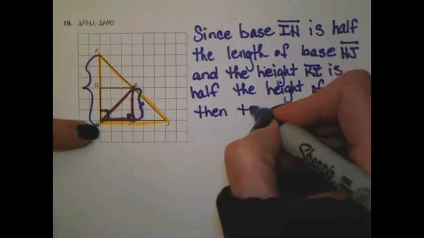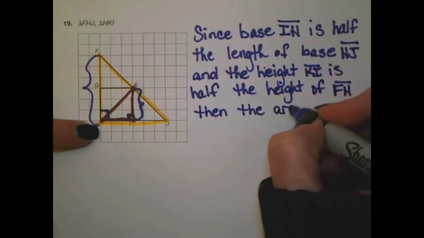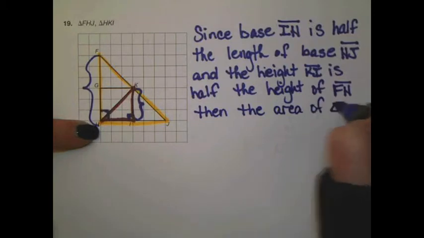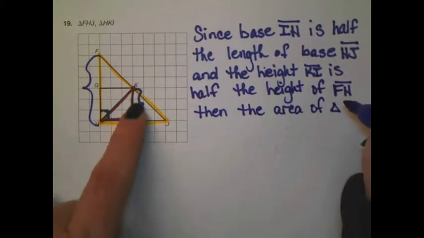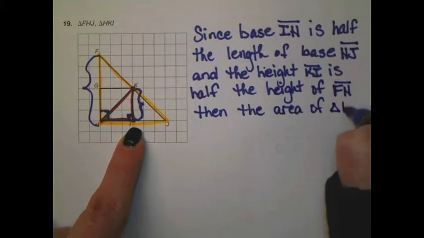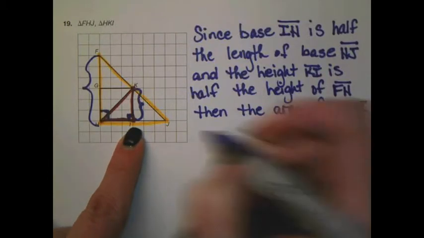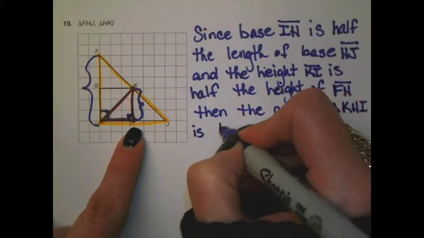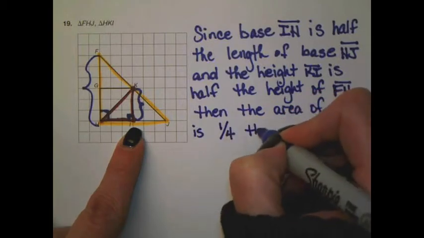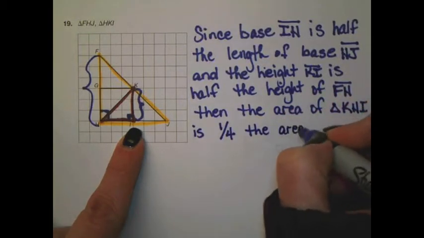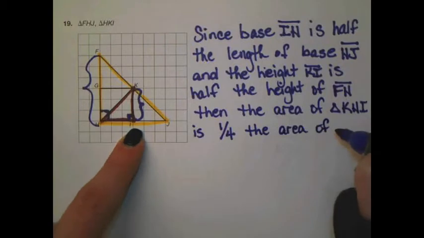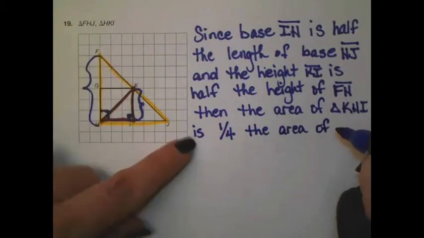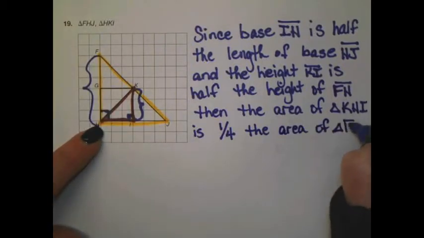then the area of triangle KHI is 1/4 the area of FJH.